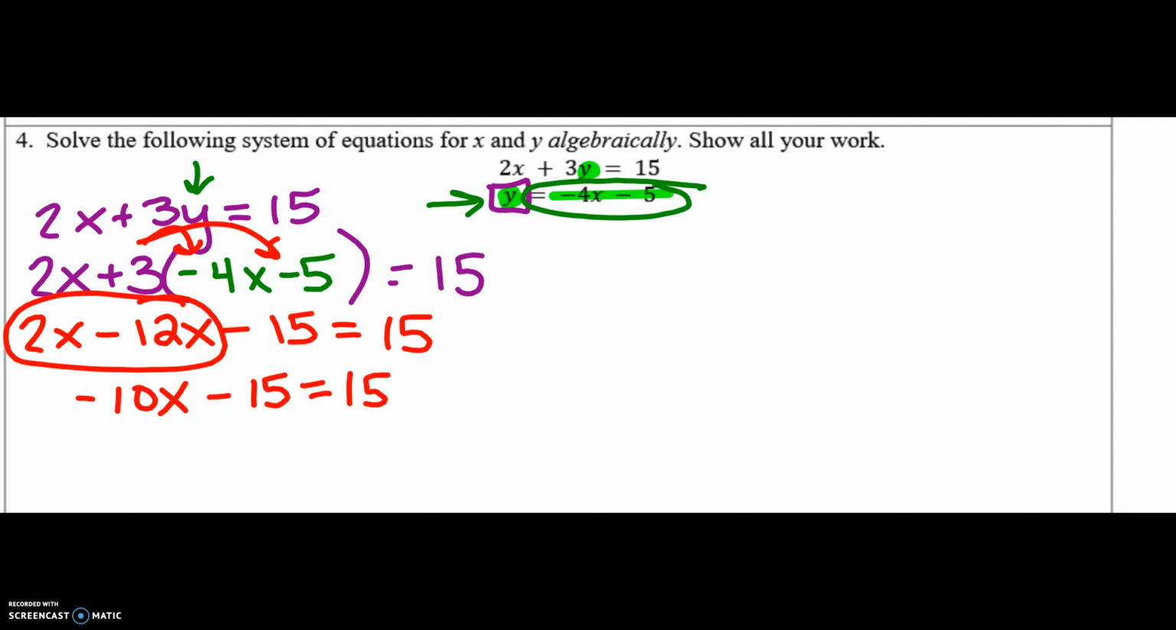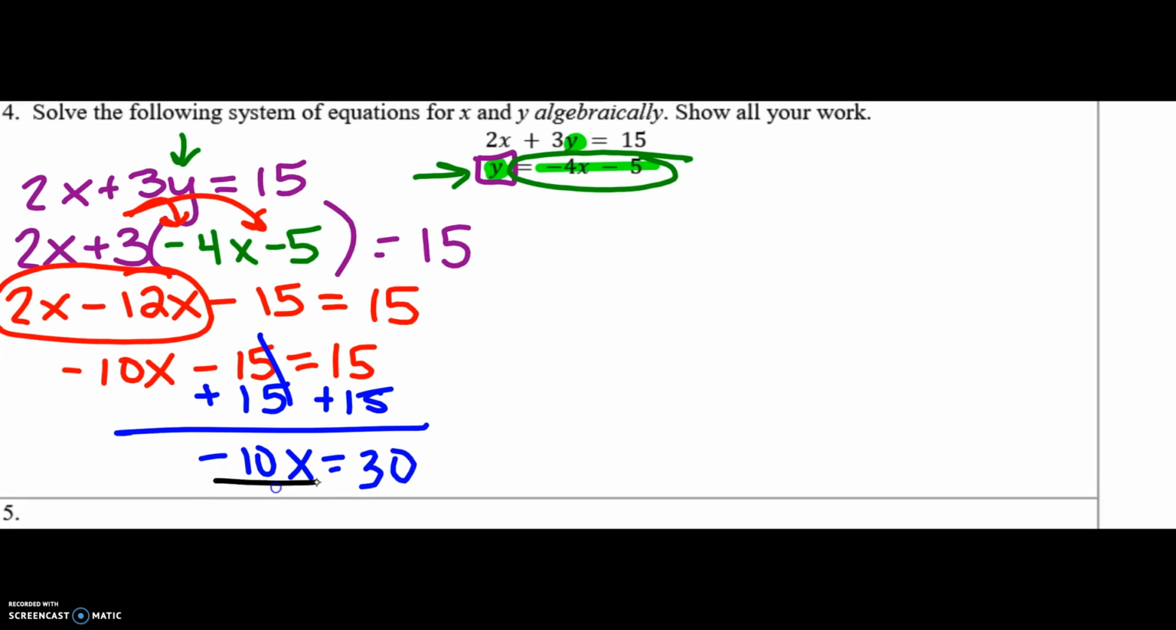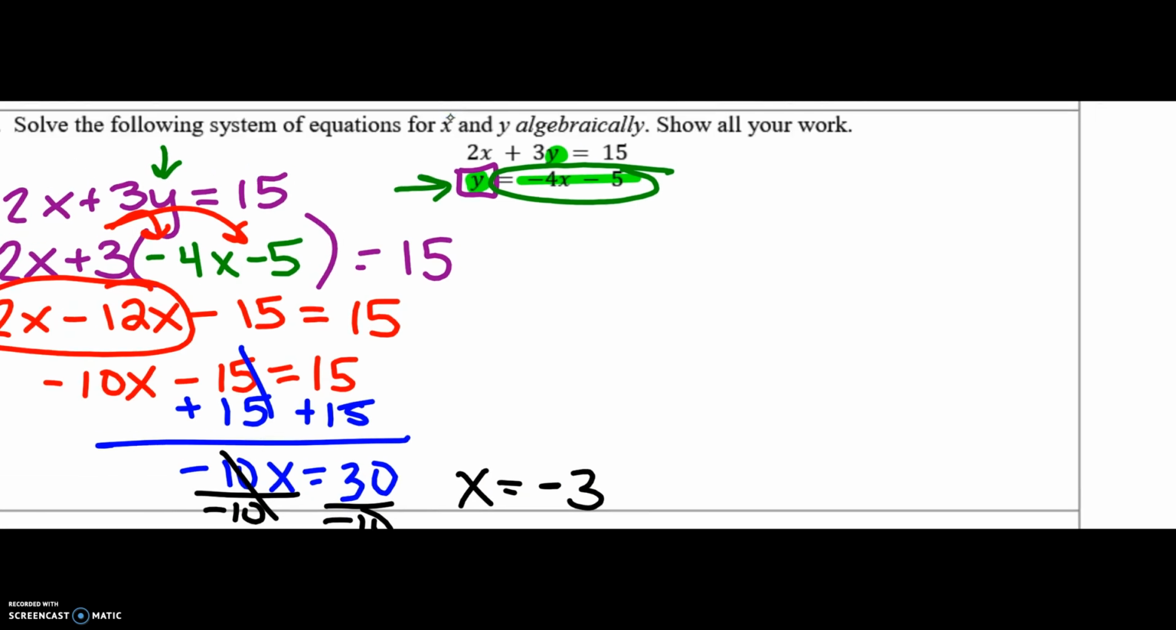Now I have a two-step equation and I want to solve for x. So I'm going to add over my 15 to isolate the variable. And negative 10x equals 30. To get rid of the negative 10, I want to divide both sides by negative 10. And I'll get x equals negative 3. However, I am not done. I have an x, but I still need my y value.